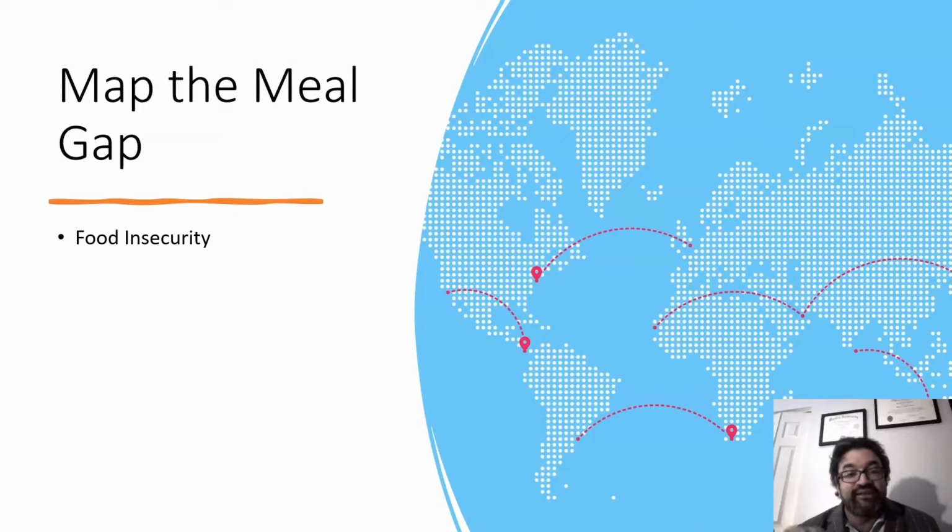And then Map the Meal Gap provides information about local level food insecurity. And that's really important because when we're thinking about hunger, this is one of the 5 domains in social determinants of health. And so addressing this in terms of economic instability, not necessarily food insecurity per se, is one of the domains, but economic instability is. And so understanding food access, food quality, and the availability of food.